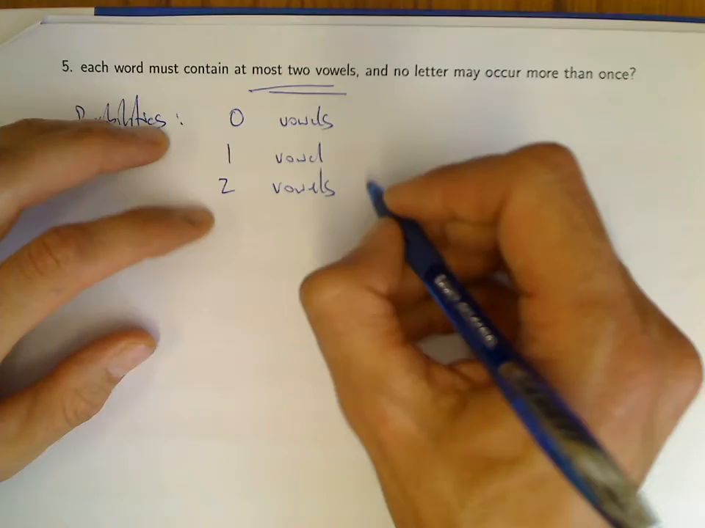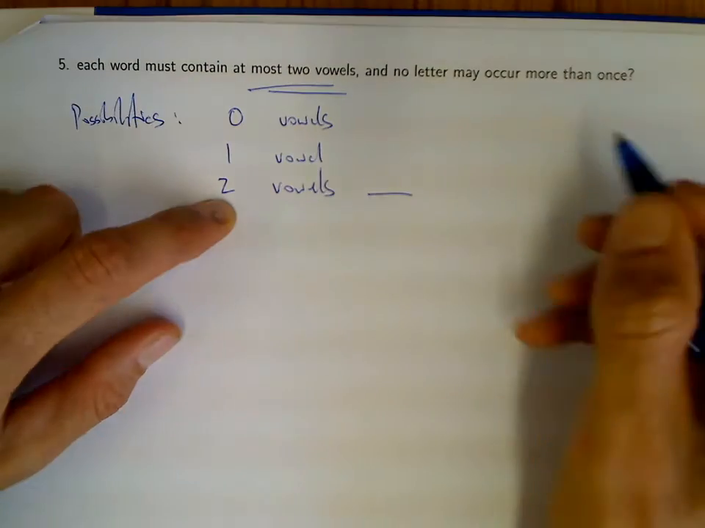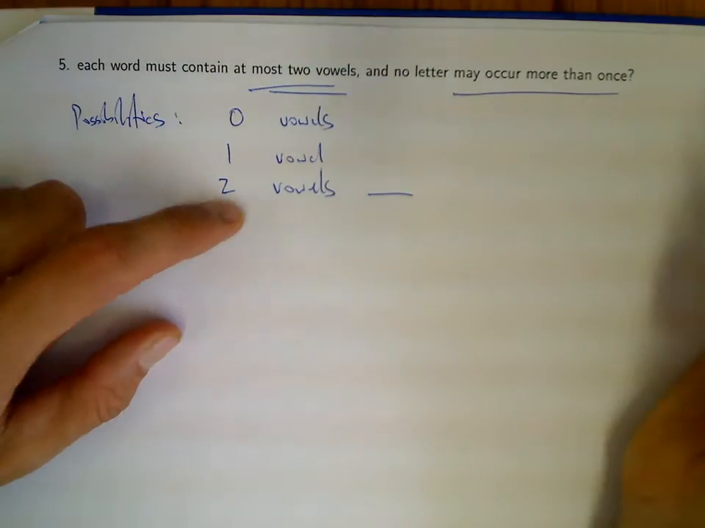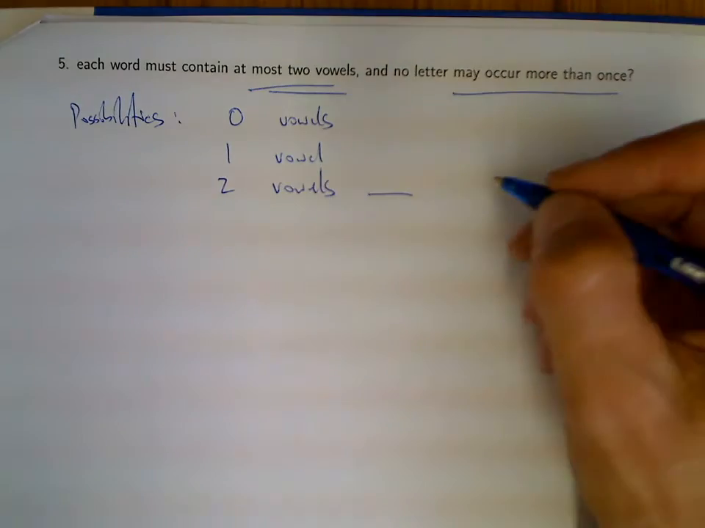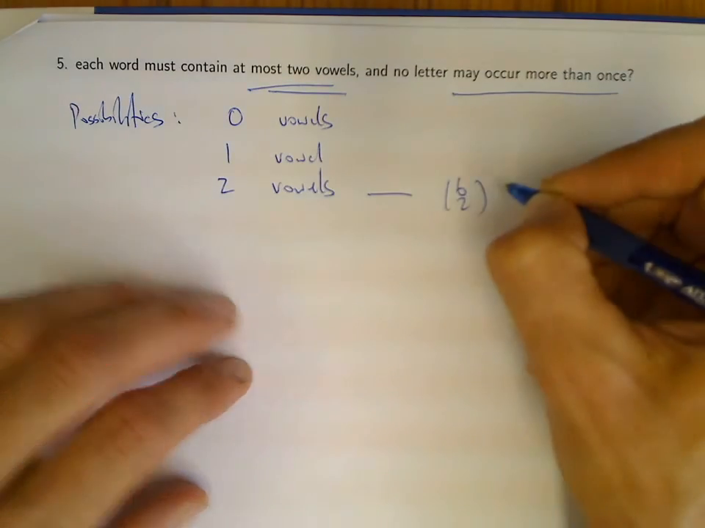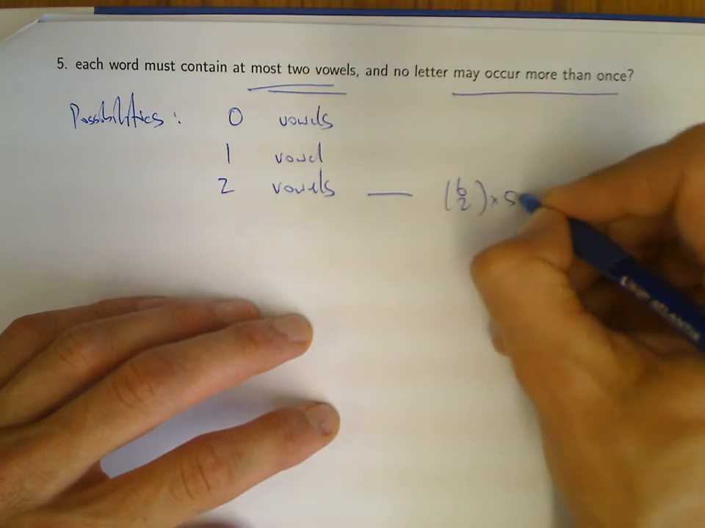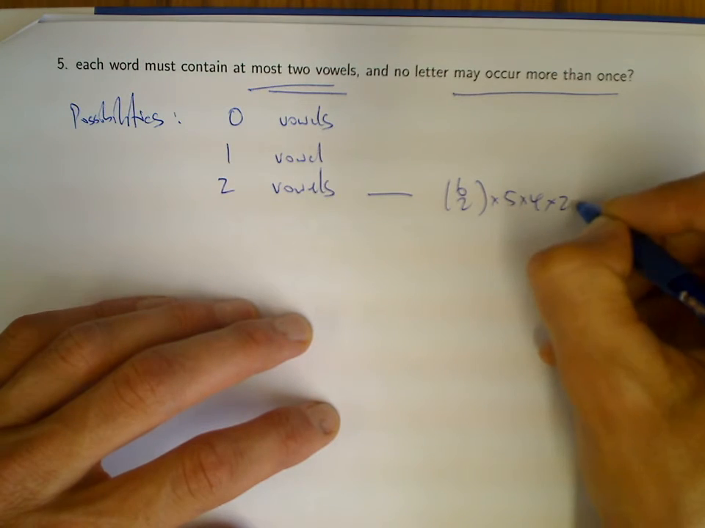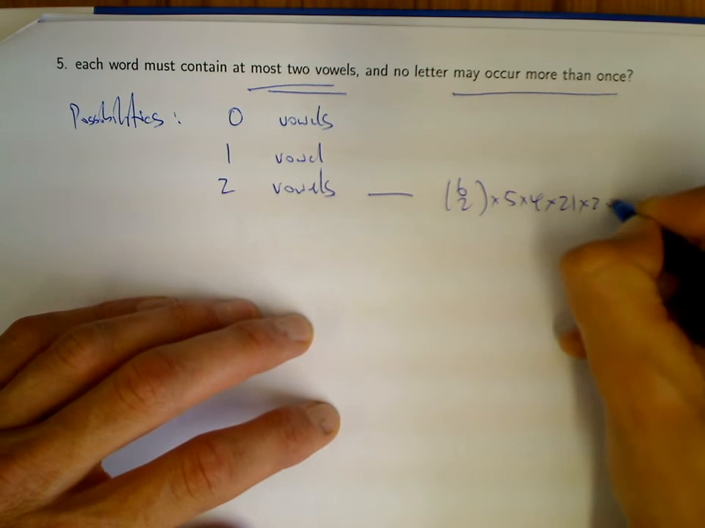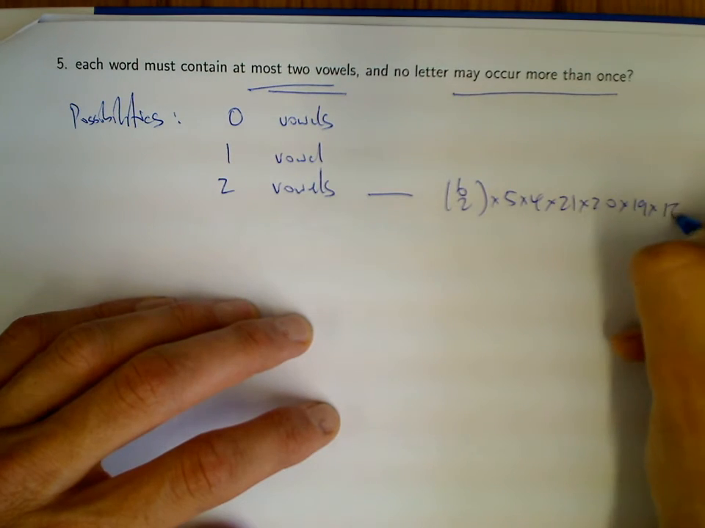Now we know how many ways there are to do this one. That's what it said, no letter may recur more than once. So we just worked that one out. It's 6 choose 2, and then times 5 times 4 times 21 times 20 times 19 times 18.